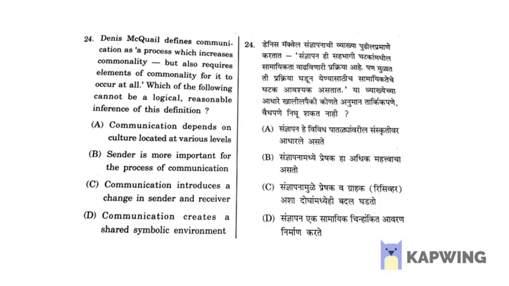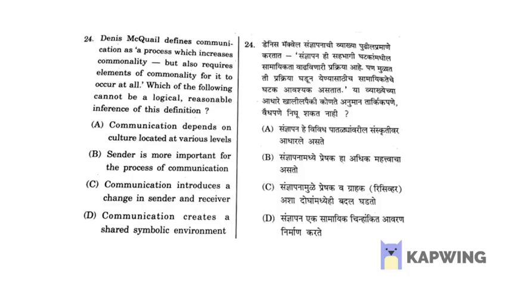So here the question reads, Dennis McQuail defines communication as a process which increases commonality, but also requires an element of commonality for it to occur at all. Which of the following cannot be a logical, reasonable inference of this definition? So friends, from the above definition, communication depends on the culture located at various levels.